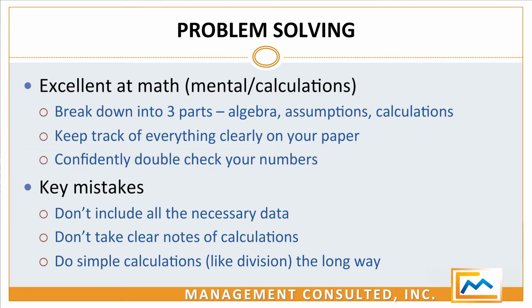Some key mistakes that we often see when people are trying to demonstrate that they're excellent at math but not able to do it clearly are the following. First, they don't include all the necessary data. So, for example, they may not clarify at the beginning of the math problem what the endpoint is supposed to be. Oftentimes, I give cases where the endpoint is profit, but I don't give the profit percentage. That's something that the interviewee is going to have to ask me.